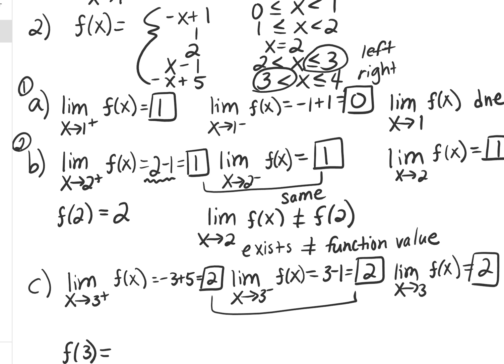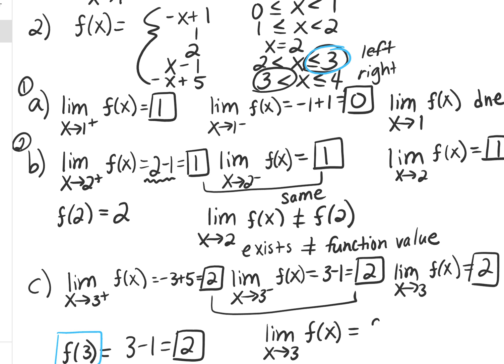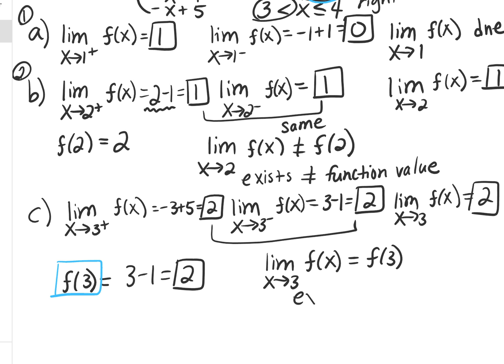Now for f of 3, we are plugging into the one that has the equals, less than or equal to. So for that one, we would do 3 minus 1 again and get the value of 2. So in this situation, we have the limit as x approaches 3 of the function is equal to the function value. So it exists and it's equal.